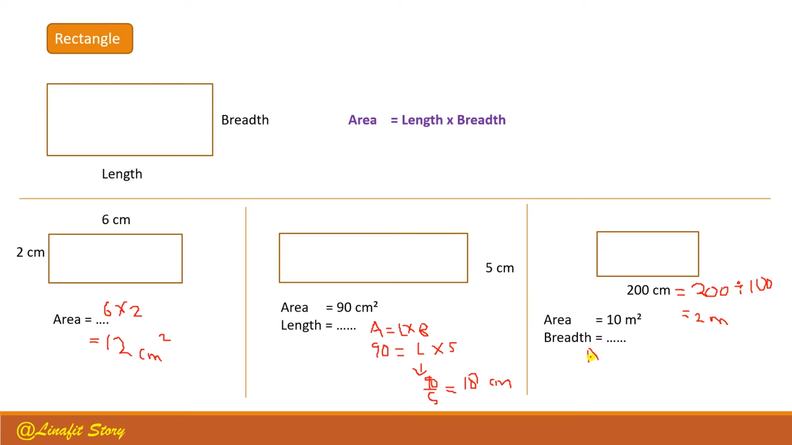To get the area is equal to length times breadth. The area is 10 square meters. The length is 2 meters, then how to find the breadth? So the breadth is 10 divided by 2 is equal to 5 meters. Therefore, the breadth of the rectangle is 5 meters.